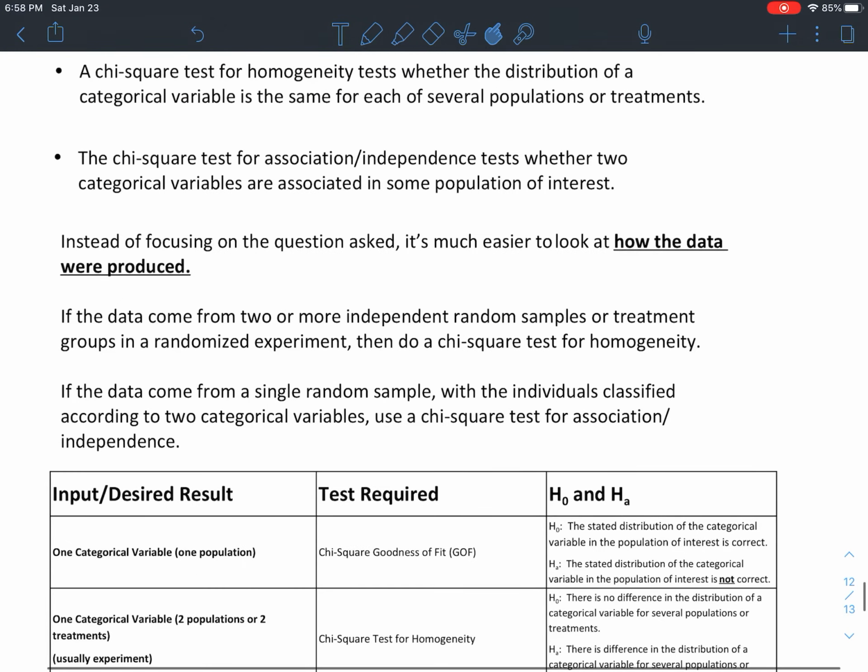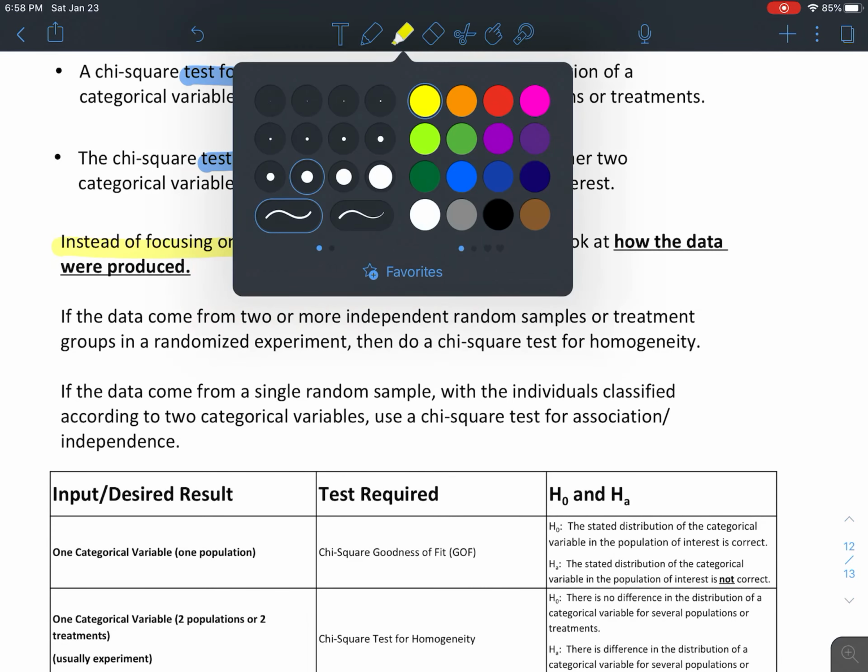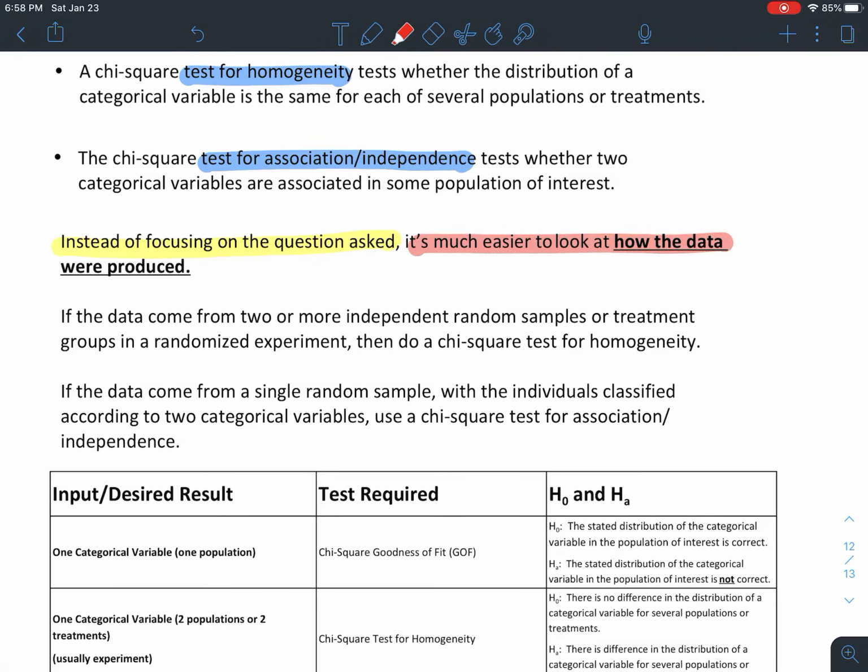Now, what I would suggest is a little bit easier to distinguish between whether you should be doing the test for homogeneity or whether you should be doing the test for independence, rather than focusing on the question that's being asked. It's much easier to look at how the data was produced or how it was collected. Okay, so we're talking about whether it's from two or more independent random samples or treatment groups being assigned. Okay, that's our chi-square test for homogeneity versus single random sample where we're comparing two categorical variables. That is our chi-square test for independence.